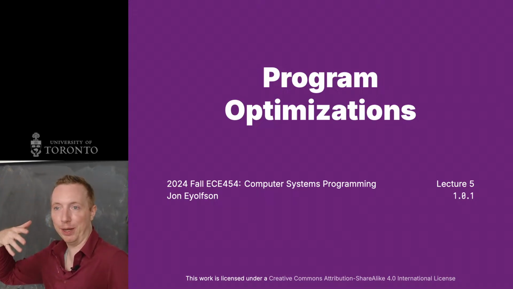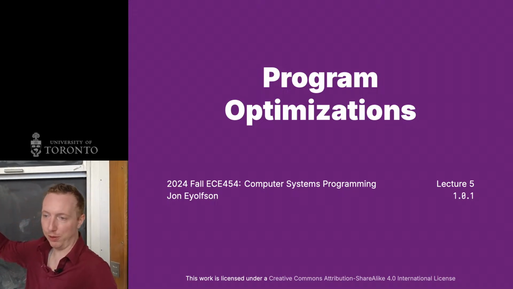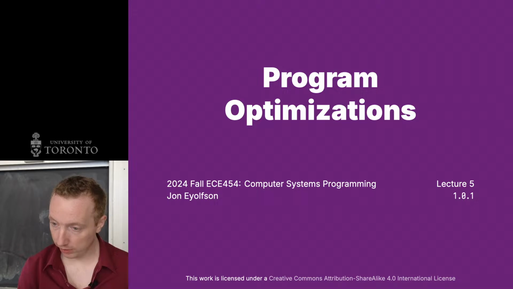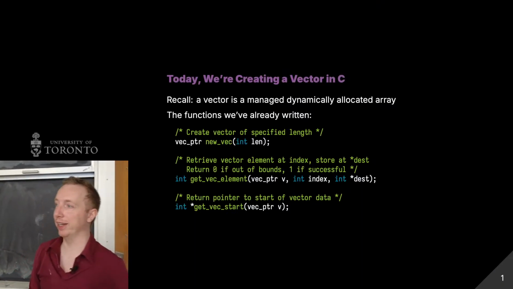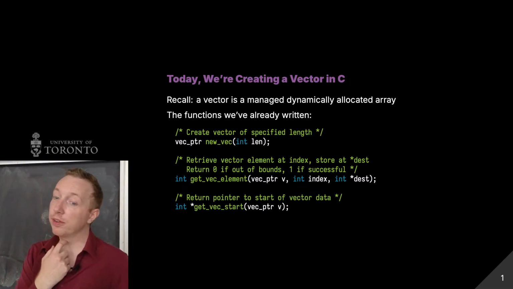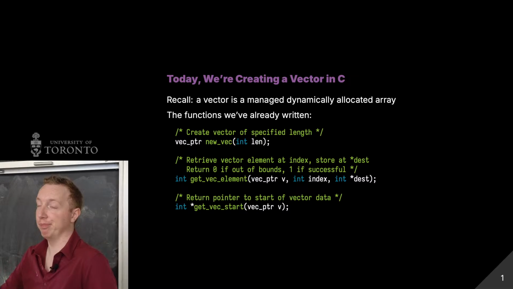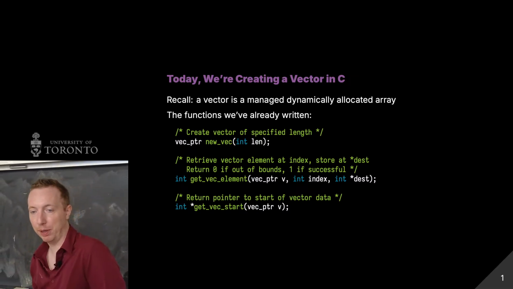People already have great speed ups, so today we're going to talk about more optimizations you could do, although this gets fairly technical. So let's get to it. Let's see how today goes. So today, we're creating a vector in C. So a vector, just a managed dynamically allocated array. Nothing that special about it.